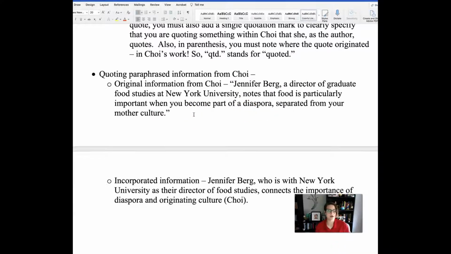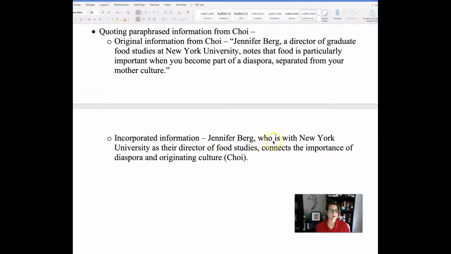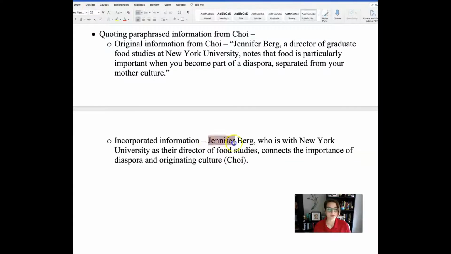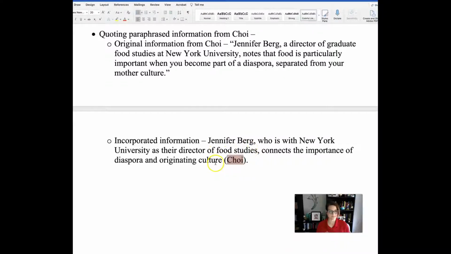Great quote, but how do we do that in MLA, right? So we want to still give Berg the credit for this idea. So Jennifer Berg, who is with New York University as their director of food studies, I'm introducing her, right? So I'm noting that Jennifer Berg is the person who had those ideas, and I'm also telling you who she is. Like, why should we care who Jennifer Berg is? Oh, she's this person who knows about food studies, connects the importance of diaspora and originating culture. But I'm still making sure that Choi is in there because Jennifer Berg didn't write this article, Choi did, okay?